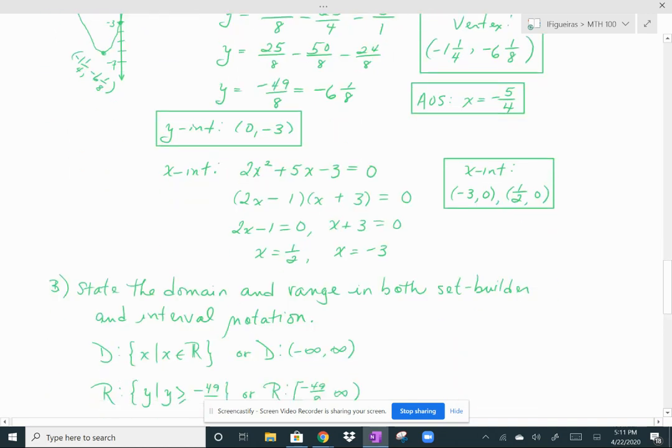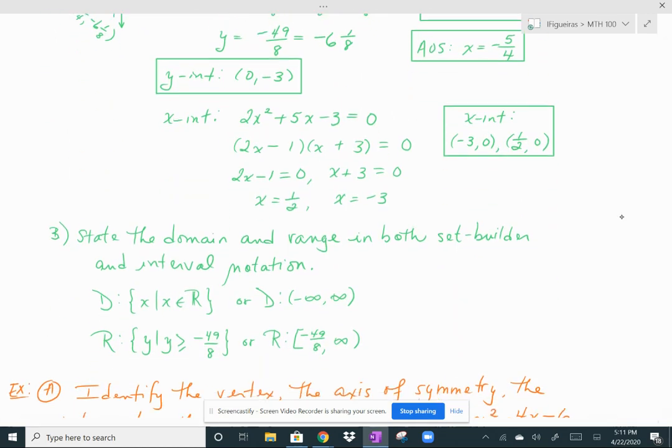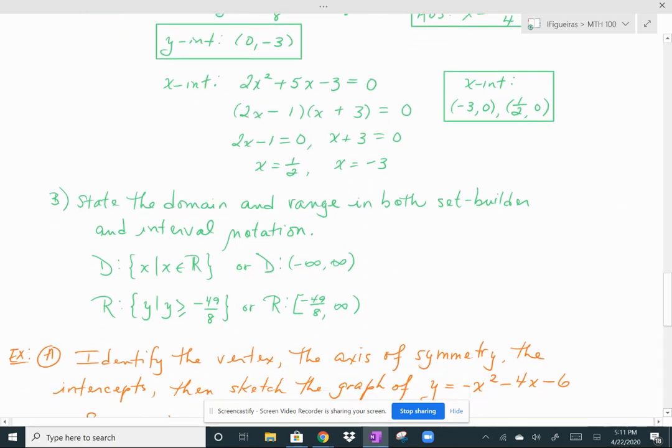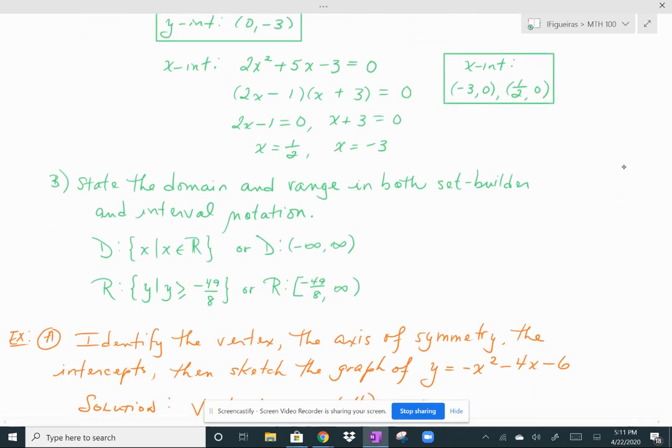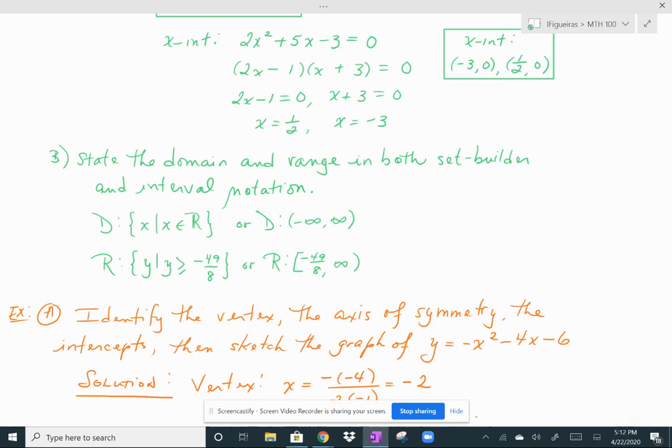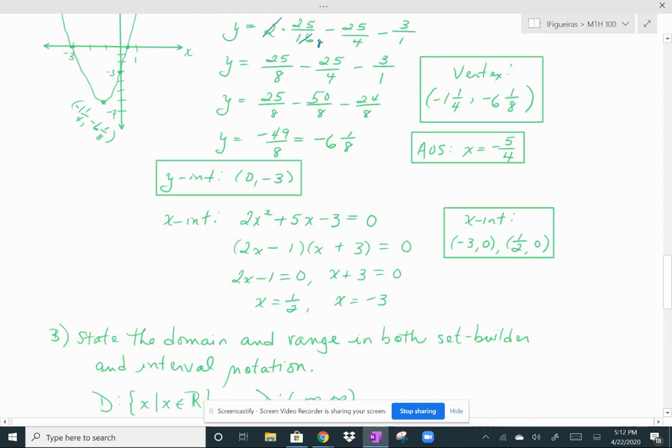All right, so this problem has a part B, and it will allow us to revisit something that we learned in a previous module. We want to state the domain and range in both set builder notation and interval notation. The domain are all possible values of x, and the range are all possible values of y. Well, let's go back to the graph to figure this out.